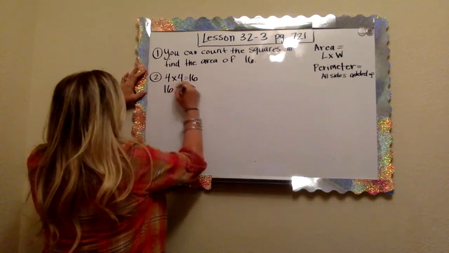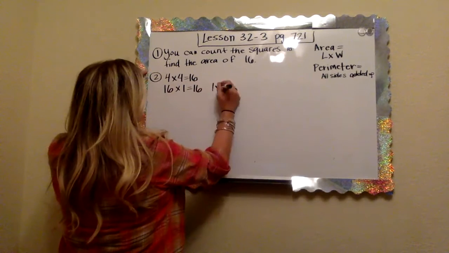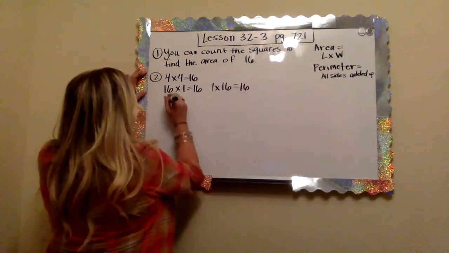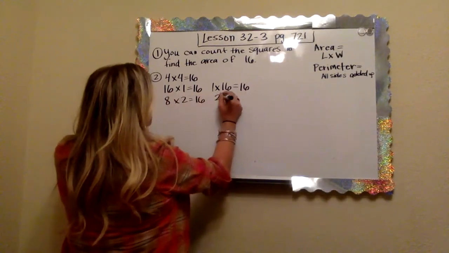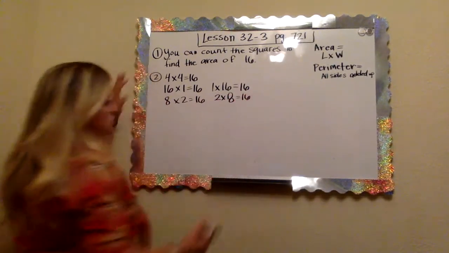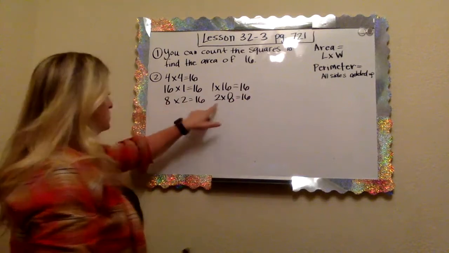I did 16 times 1. You can flip that like we had. 1 times 16 is 16. 8 times 2 is 16. 2 times 8 is 16. So all of those are different. So 8 groups of 2, 2 groups of 8.